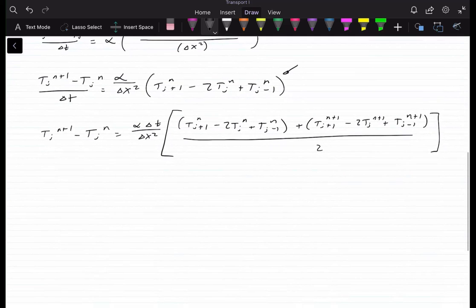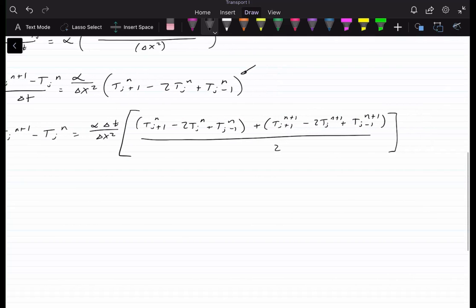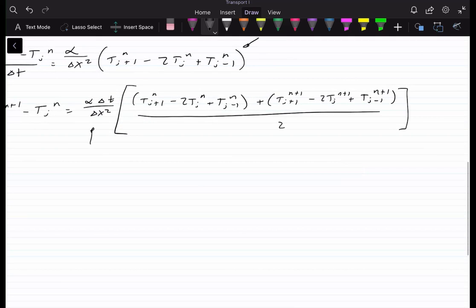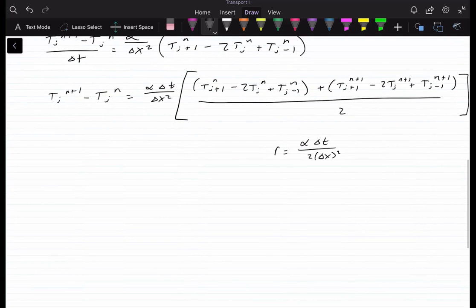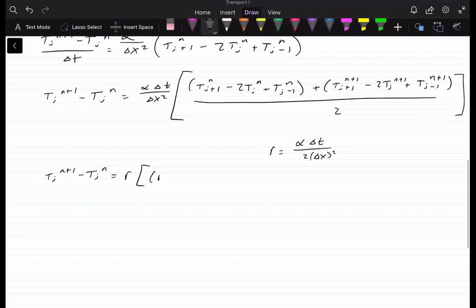Okay. Now I'm going to go ahead and pull out this 2 and redefine it. I just don't want to keep rewriting it, so I'm just going to call it r, and that's just going to be equal to alpha delta t over 2 delta x squared. And rewriting that here, Tjn plus 1 minus Tjn is equal to r Tj plus 1 n minus 2 Tj.